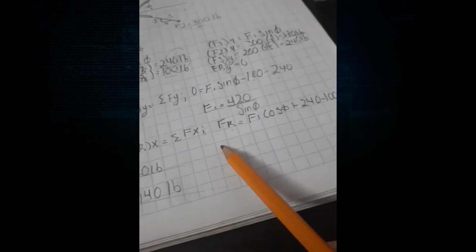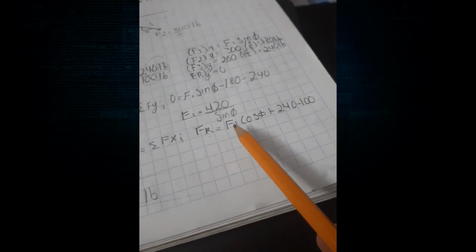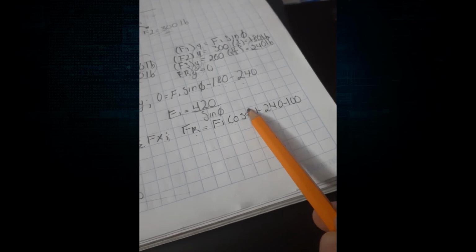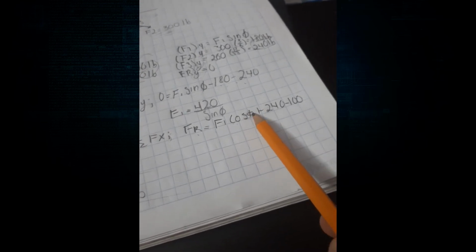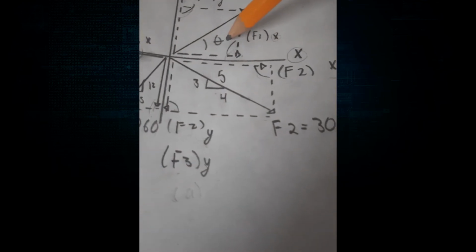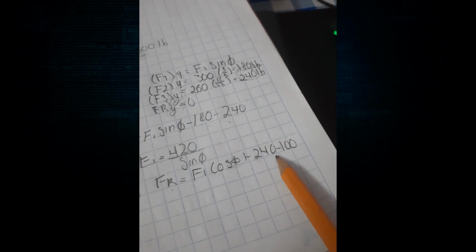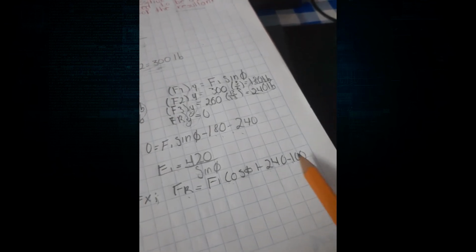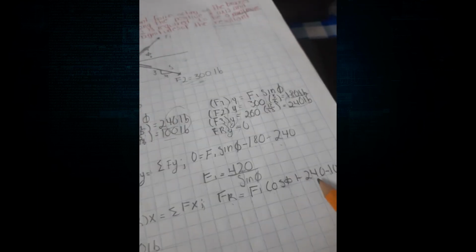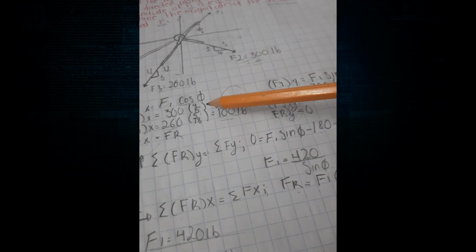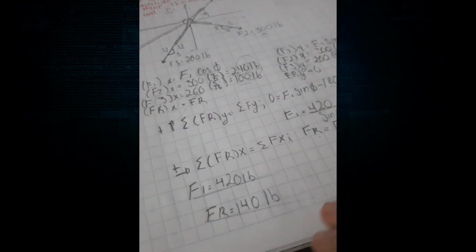FR is equal to the summation. FR is equal to F1 cos of 0. But what is this? Okay, in these angles, we have right angles. This part is 214 minus 100. And this 100 is an addition. In this part it is a subtraction for working in this x. And the answers.